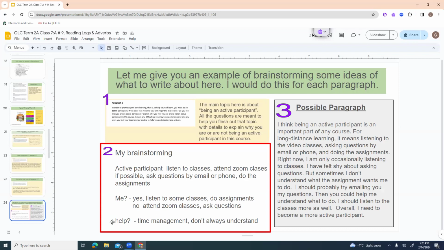Now, am I actually doing these things? Yes, I listen to some classes. Yes, I do the assignments. No, I don't really attend the Zoom classes or ask a lot of questions. Help. Well, sometimes there's time management issues. Sometimes I don't understand. Now, these are just my notes for myself. You wouldn't need to hand those in. It's just kind of thinking of some things to help you write a paragraph.